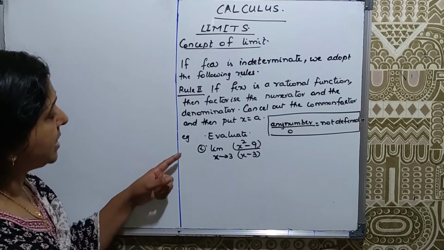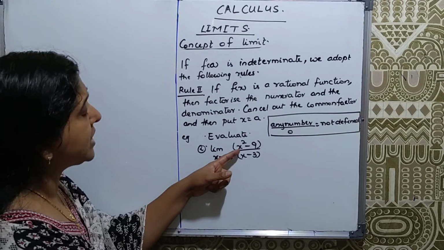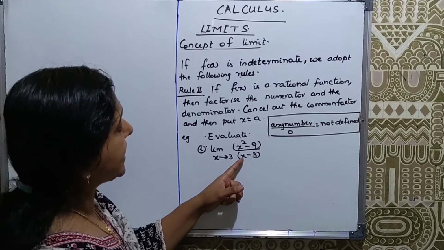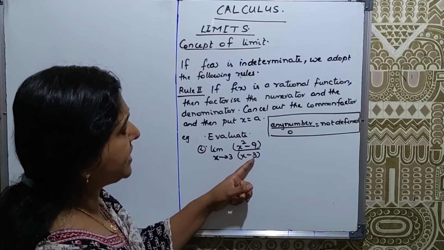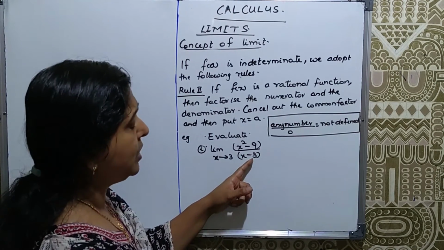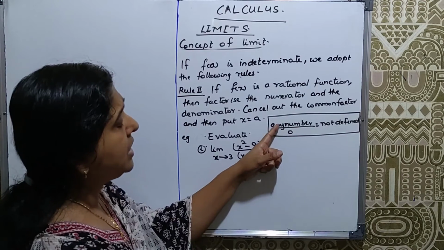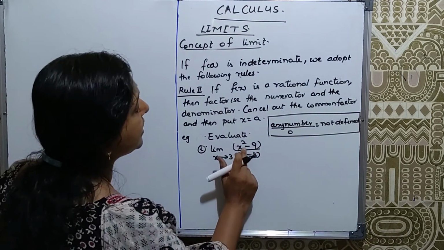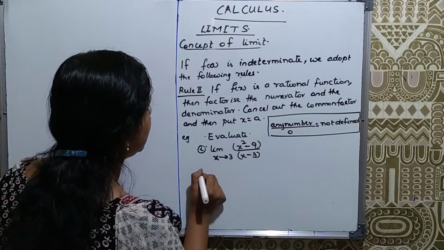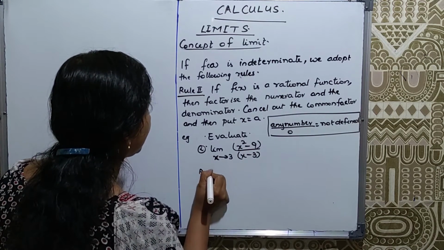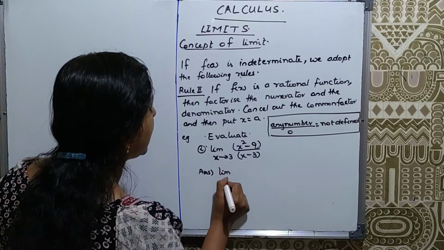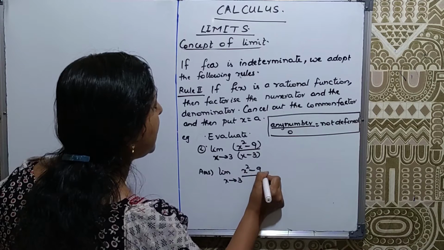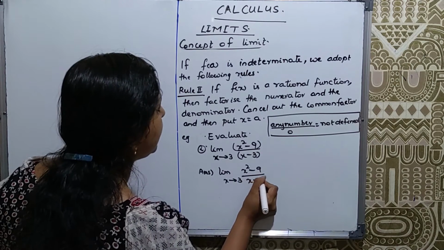Now we will do the example, evaluate limit x tends to 3, x squared minus 9 by x minus 3. If we substitute directly for x as 3, it will become 3 minus 3, which will be 0. So in the denominator, if you get 0, any number by 0 is not defined. So we'll factorize the numerator. In the answer part, we'll write limit x tends to 3, x squared minus 9 by x minus 3.